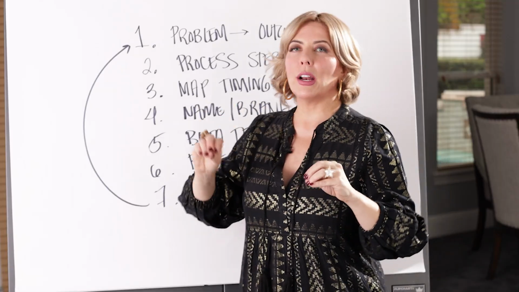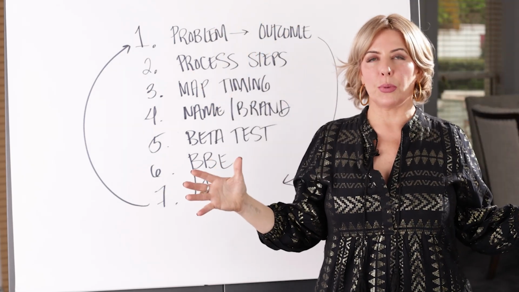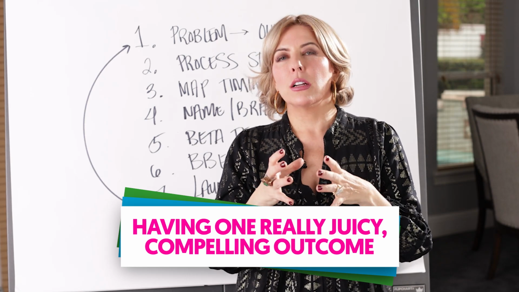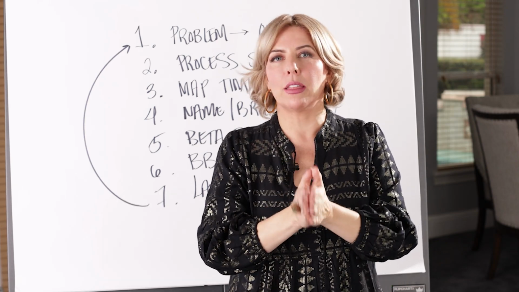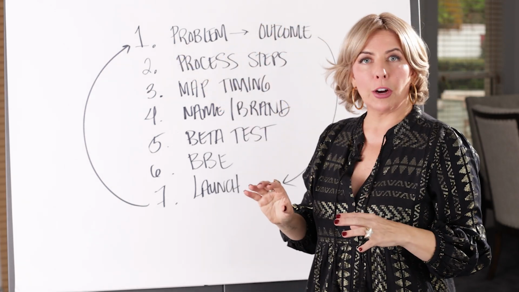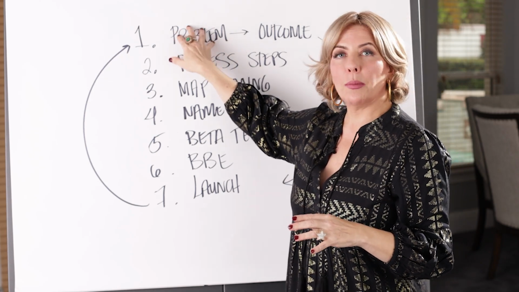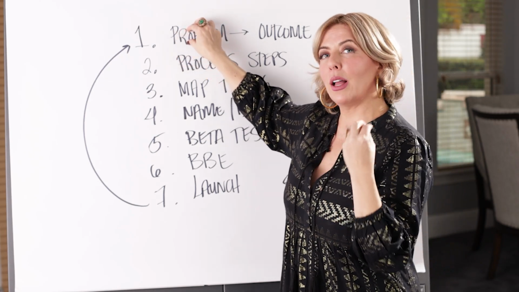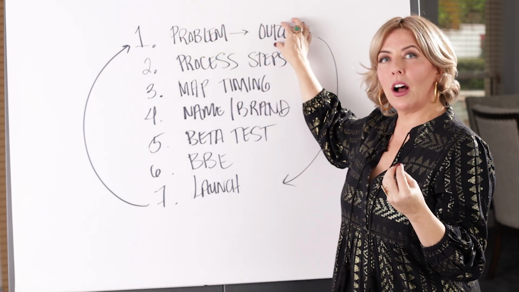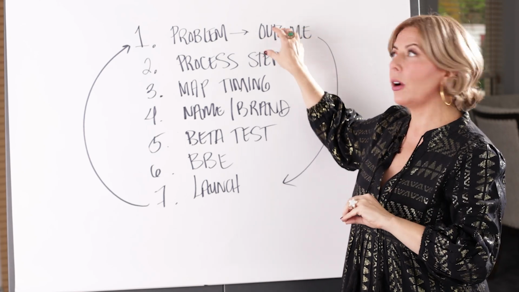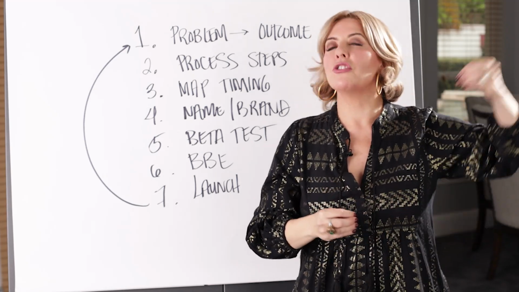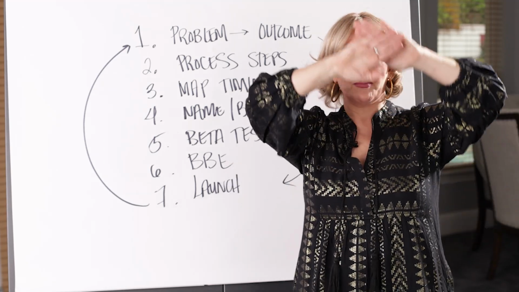Consider that you don't want to address too much in your signature program. My advice is have one really juicy, compelling outcome, one big thing that they need. I'll give you an example of my own business. My signature program solves the initial problem of, hey, I want to scale and grow my coaching business. How do I do that? The outcome that I offer is you're going to walk away from this signature program with clarity and a plan and a business model for this new iteration of your business. So that's it. That's the umbrella outcome.